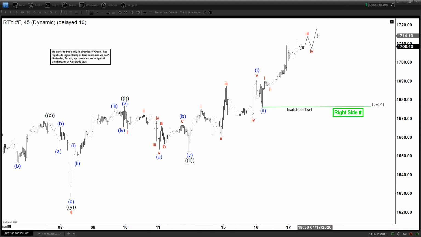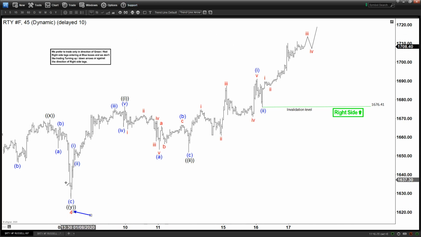GMT. Today we'll be looking at the chart of Russell. This is the Russell 2000 Small Cap Index 45 minutes chart. We can see right here this pullback on January the 8th ended with 4 in the red degree.